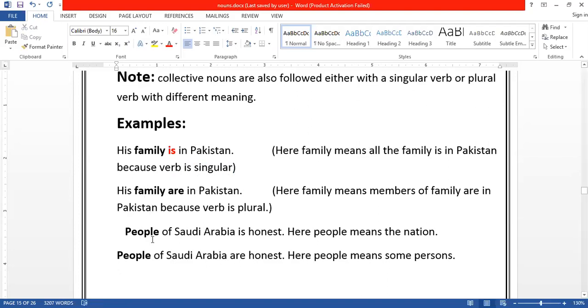Like, for example, if I say people of Saudi Arabia is honest. Now, people is a collective noun, clear? Singular is honest. Or people of Saudi Arabia are honest, plural word. Is means that people of Saudi Arabia is honest. It means that all people, like the whole nation of Saudi Arabia, is honest. But if I say people of Saudi Arabia are honest, it means some of the people are honest and some of the people are not honest here. So this is what we call collective nouns.